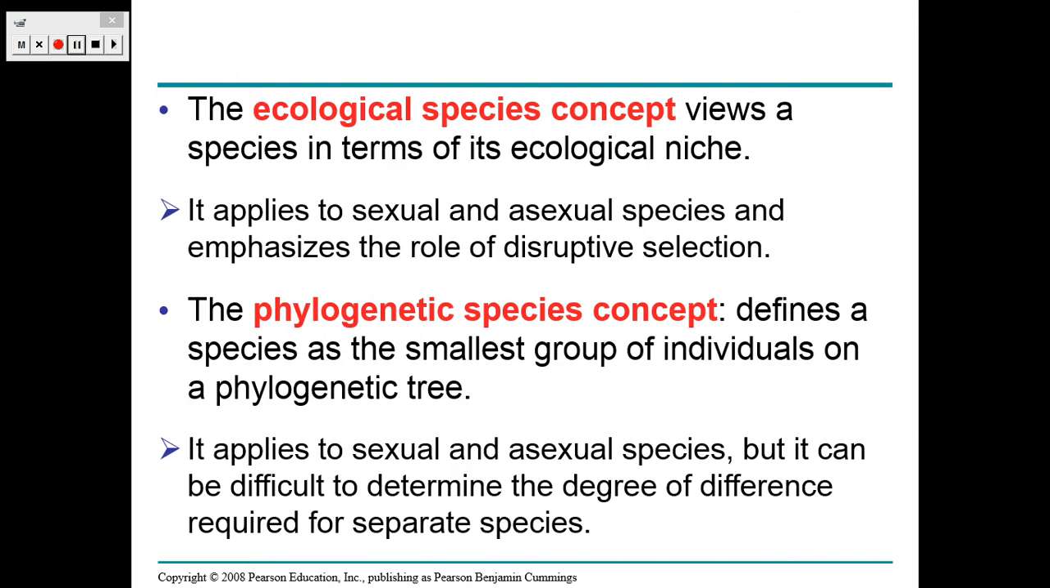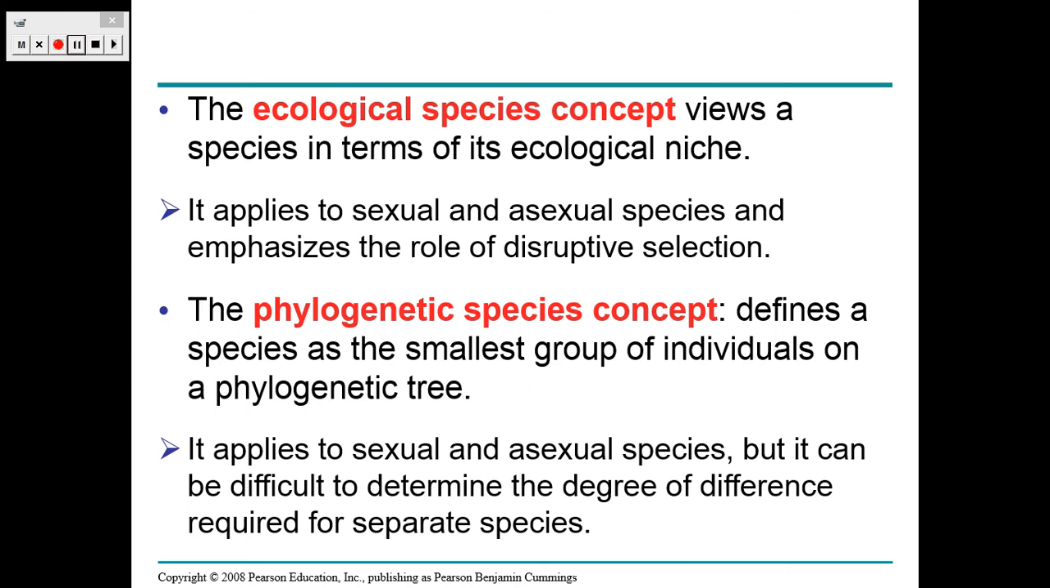Another idea is the ecological species concept, and this is looking at the species' ecological niche. If you want to write out the definition, a niche is referring to how the different members of the population interact with their biotic and their abiotic components. So the niche is basically their role in the environment. What do they do? How do they interact with the biotic and abiotic components? It could be a lot of different things that define the niche.